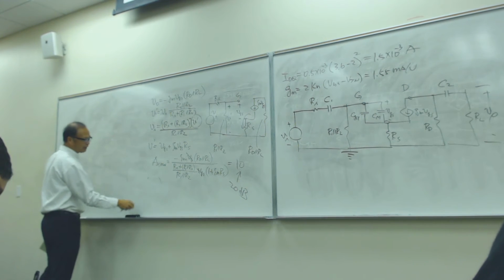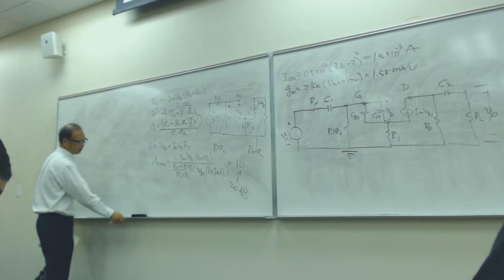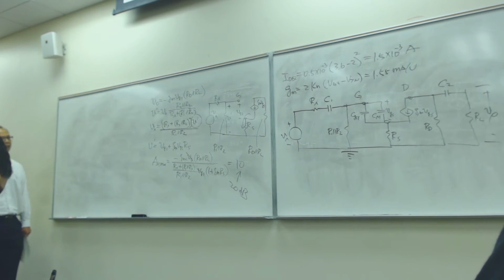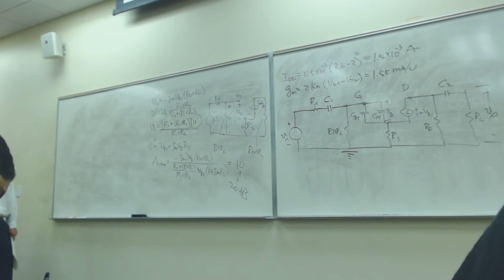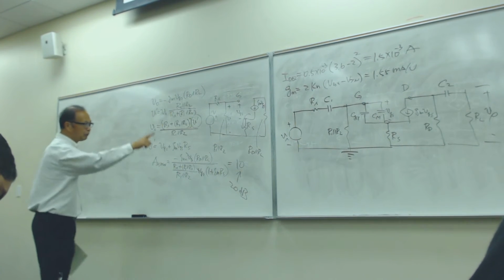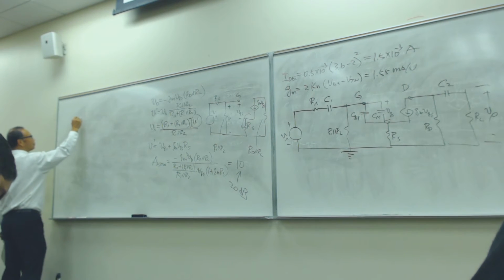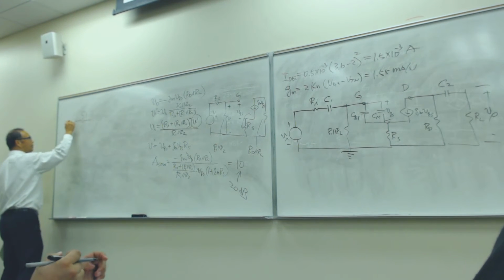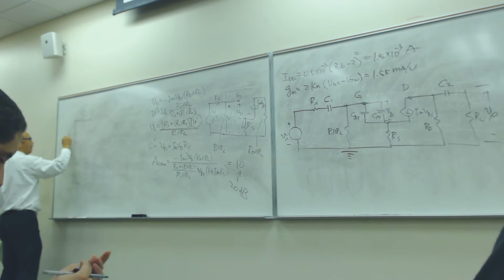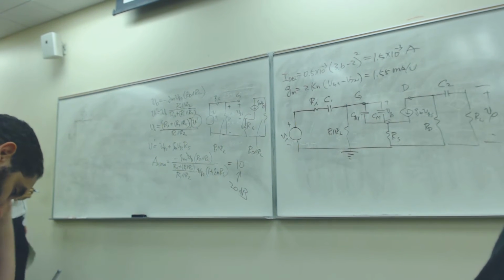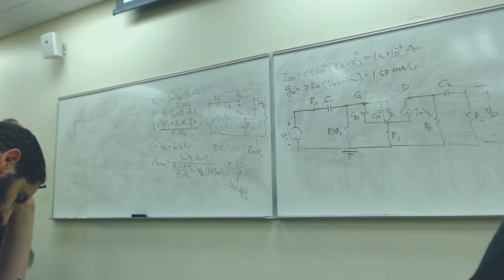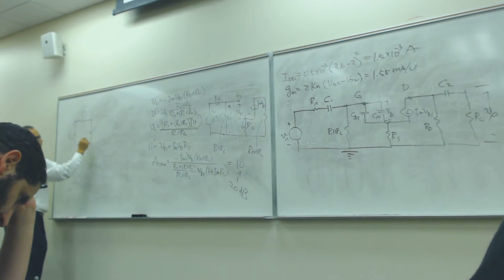So now we have found A sub B max. Next we have to try to figure out the corner frequencies, correct? So if you look at C sub 1, on the left hand side you have R sub I, right? On the right hand side you have R1 in parallel with R2, correct?